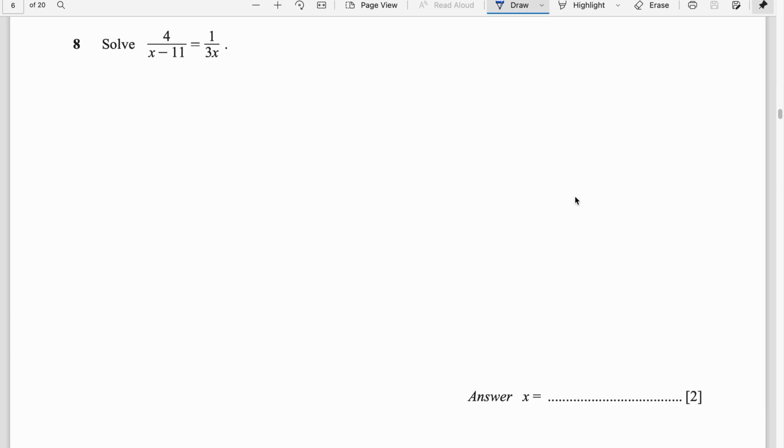Question number 8. Solve the question. So we cross multiply 4 3 times as 12x is equals to x minus 11. 12x minus x is equals to 11. 11x is equals to 11. X is equals to minus 11 by 11. So x is equals to minus 1.